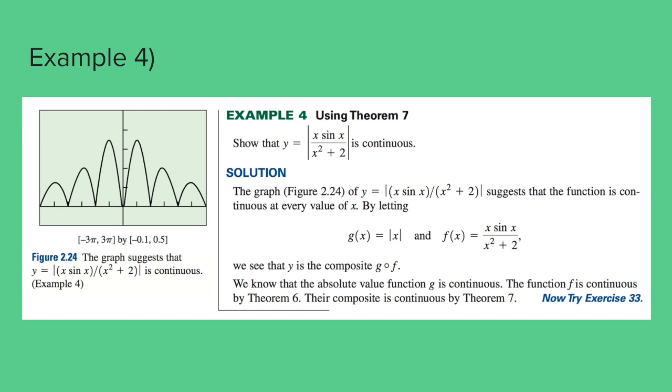This example shows a composite function and uses the composite of continuous functions theorem discussed earlier to prove that it is continuous. The two functions it is a composite of, g of x equals absolute value of x, and f of x equals x sine x divided by x squared plus 2, are both continuous. Thus, the composite of these functions must also be continuous.